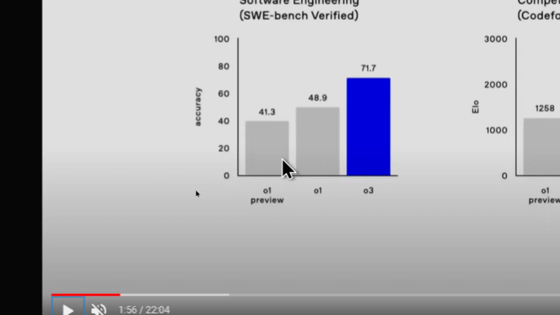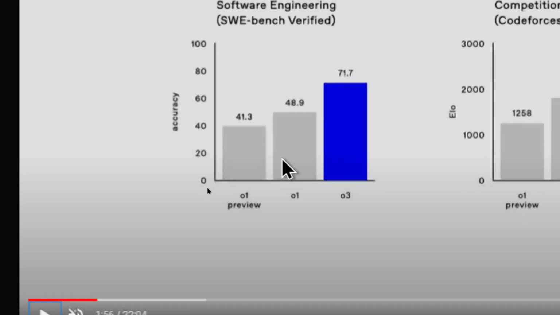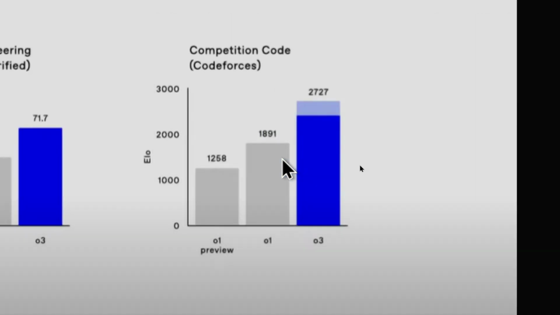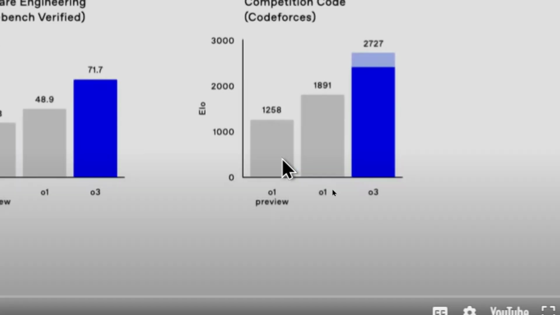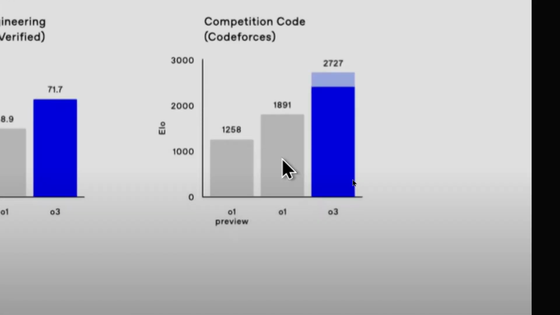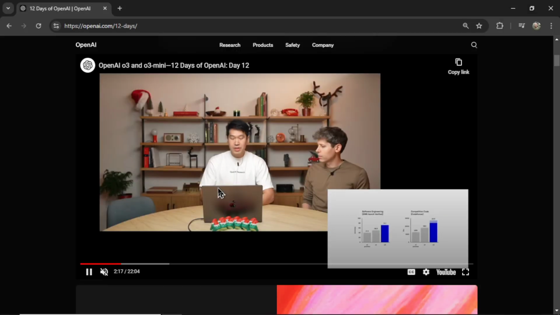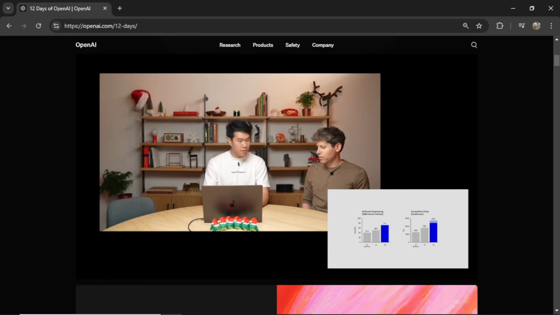We see that O1 Preview scored a 41.3% accuracy, O1 scored a 48.9% accuracy, and O3 is blowing those two out of the water at a 71.7% accuracy. The second graph here is competition code, and the number you see here is an ELO score. For those of you that play chess, it's a similar ranking score, so the higher ELO, the better. O1 Preview scored a 1258, O1 scored an 1891, and O3 scored a whopping 2727. For comparison, Mark here in the video, the man in the white shirt, his best ELO score was 2500, so the O3 model outperformed that.